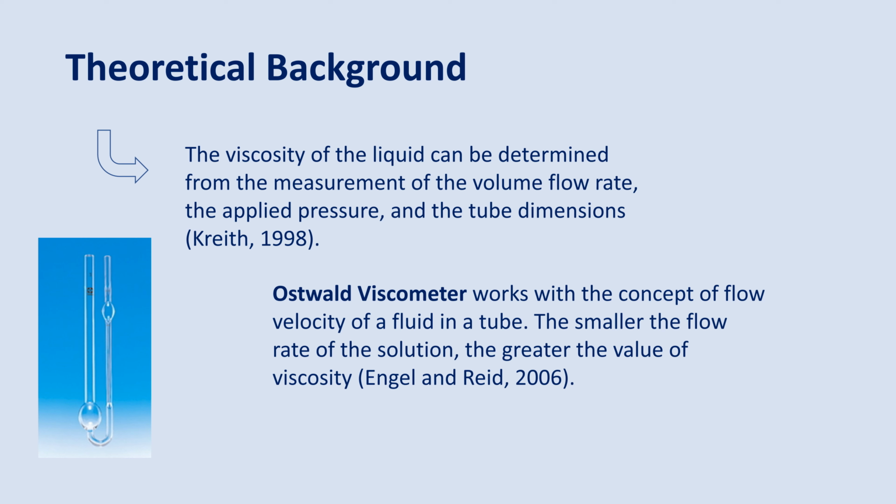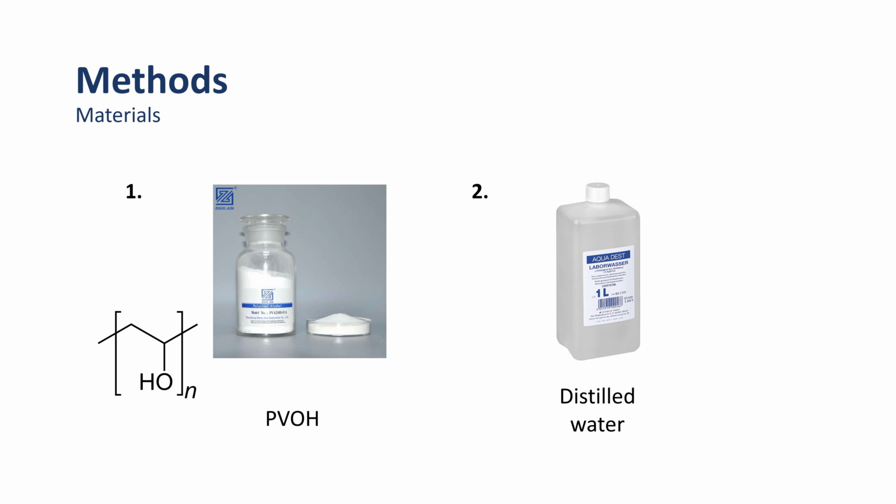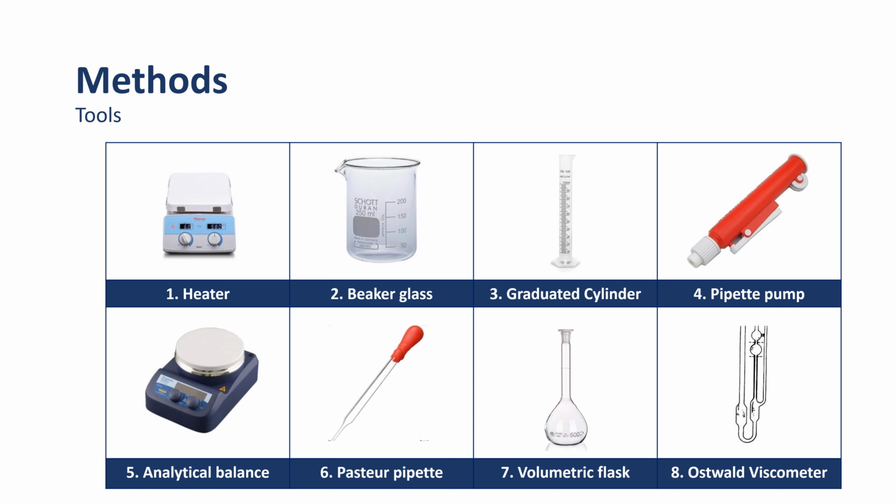In this part, I will explain the methods of this experiment. As usual, it is divided into two parts. There are the materials and the tools. And the materials that were used in this experiment were PVOH or PVA, polyvinyl alcohol, and aqueous or distilled water. While the tools that were used in this experiment were heater, beaker glass, graduated cylinder, pipette pump, analytical balance, Pasteur pipette or drops pipette, volumetric flask, and Oswald viscometer.